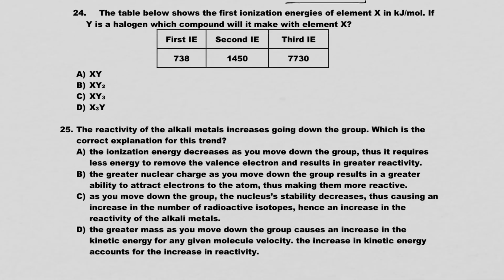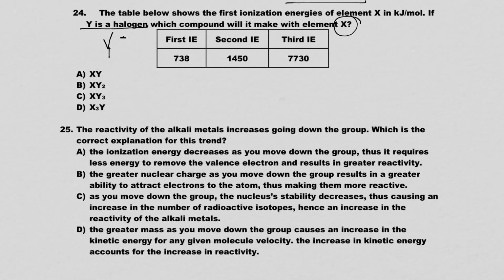All right, 24. The table below shows the first ionization energies of an element X in kilojoules per mole. If Y is a halogen, which compound will it make with element X? All right, so I've got to figure out from these ionization energies what's the charge of element X. Okay, knowing Y is a halogen tells me that Y has a -1 charge. So you can see, that's how we write formulas, as balancing charges. So let's look at our ionization energies: 738, 1450, and then this huge jump.